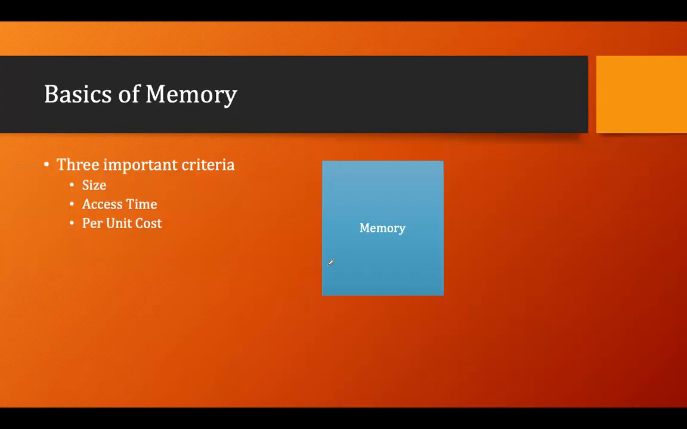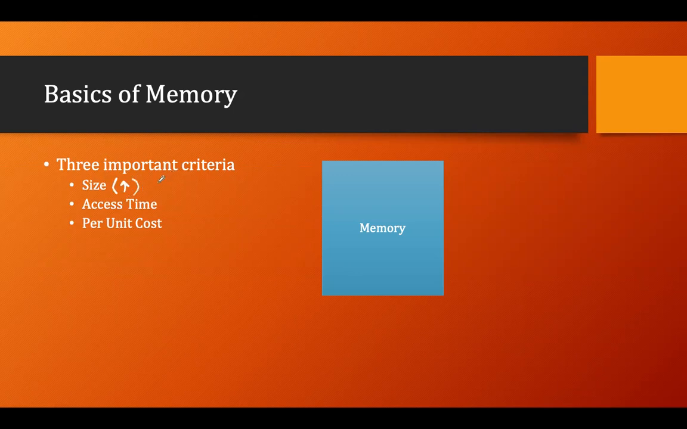So first, let's go to the basics of memory. If we have the memory, it means it is a main memory. So what are the different criteria which are important? The first criteria here that is important is the size of the memory. So what is our requirement? Our requirement is that we should have increased size memory.